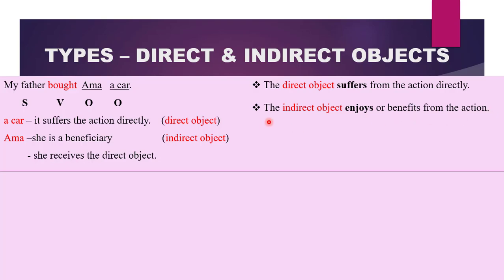action. There is something you need to know about the indirect object. It is mostly a human being or something that is animate. We do not use inanimate objects as indirect objects.